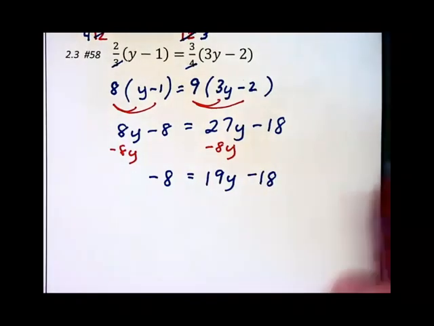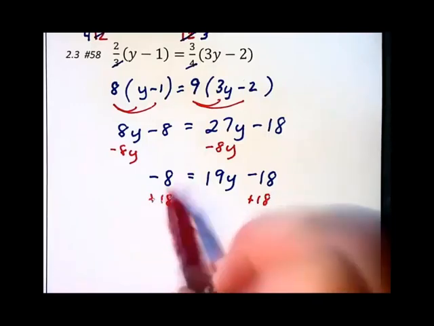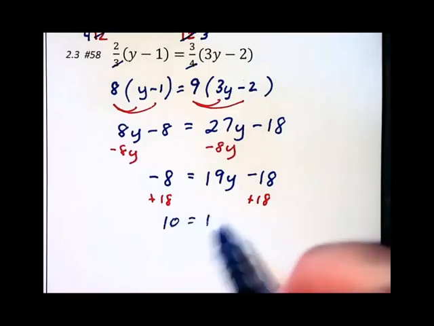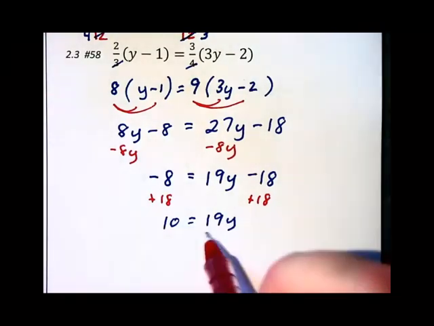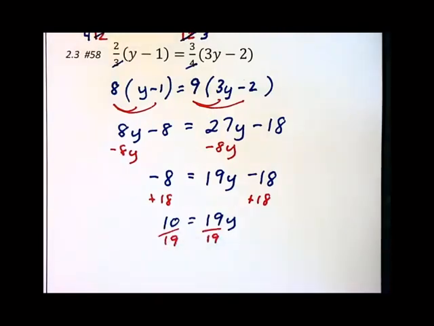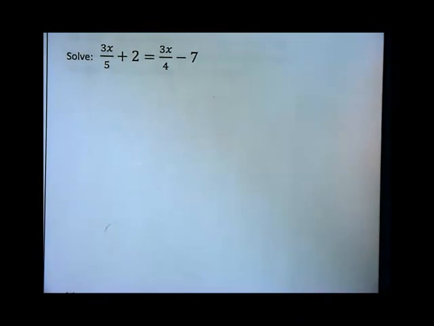We're then going to add 18 to both sides of the equation, and that will give us 10 on the left equals the 19y. And we can easily solve for y dividing off the 19 on each side of the equation, giving us the solution 10/19 equals y.